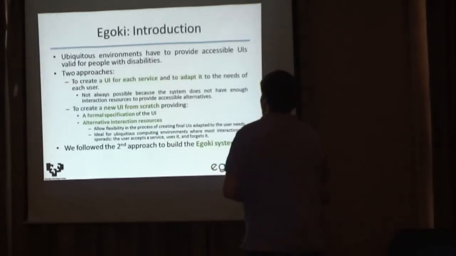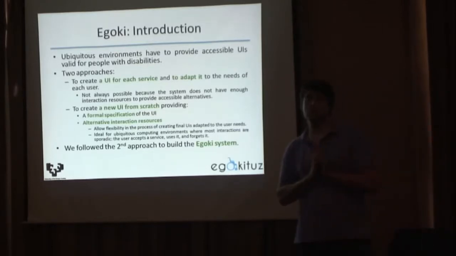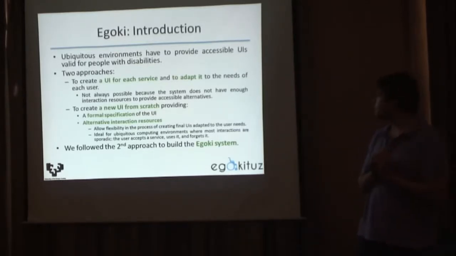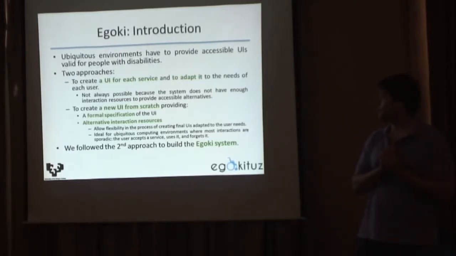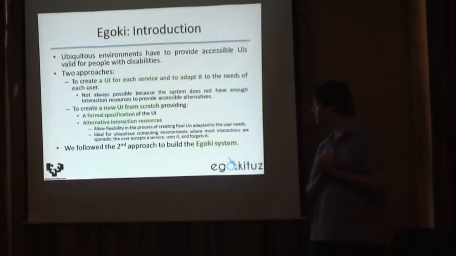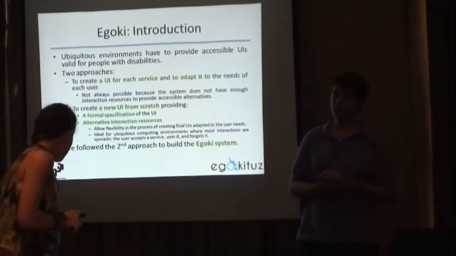the Cookie adaptive system. I think that ubiquitous environments have to provide accessible user interfaces valid for people with special needs. We consider 2 main approaches: to create a final user interface for each service and then adapt it to the needs of its user. This is not always possible because the system doesn't provide enough interaction resources to provide accessible alternatives. The other is to create a new user interface from scratch, providing a formal specification of the user interface and alternative interaction resources. This allows flexibility in creating the final user interface, and this is the approach that we follow in the Cookie adaptive system.